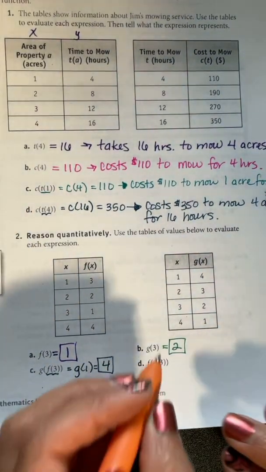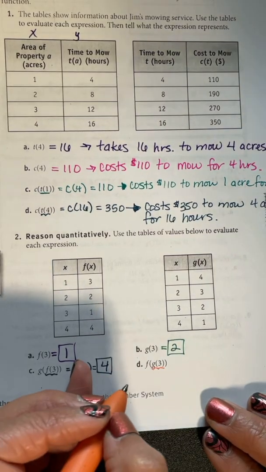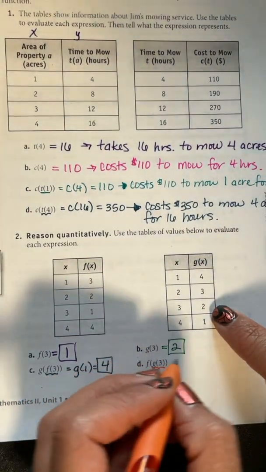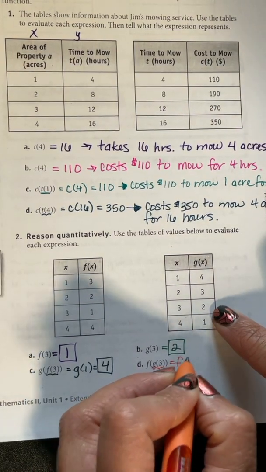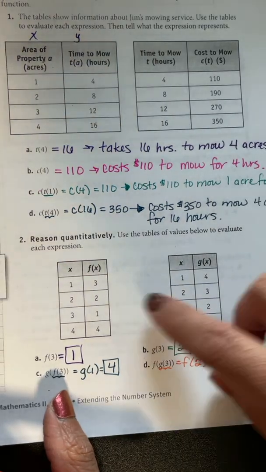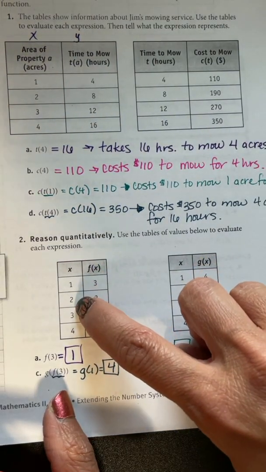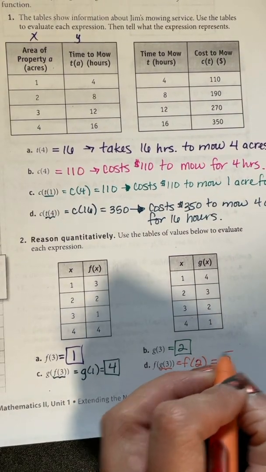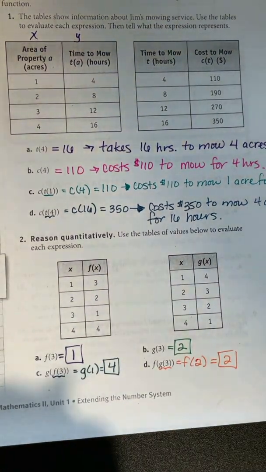F of g of 3. So start on the inside. Find g of 3 first. So input is 3 on the g function. Output is 2. So it becomes f of 2. What does f of 2 equal? Well, input on the f of 2, output is a 2. So 1, 2, 4, 2.